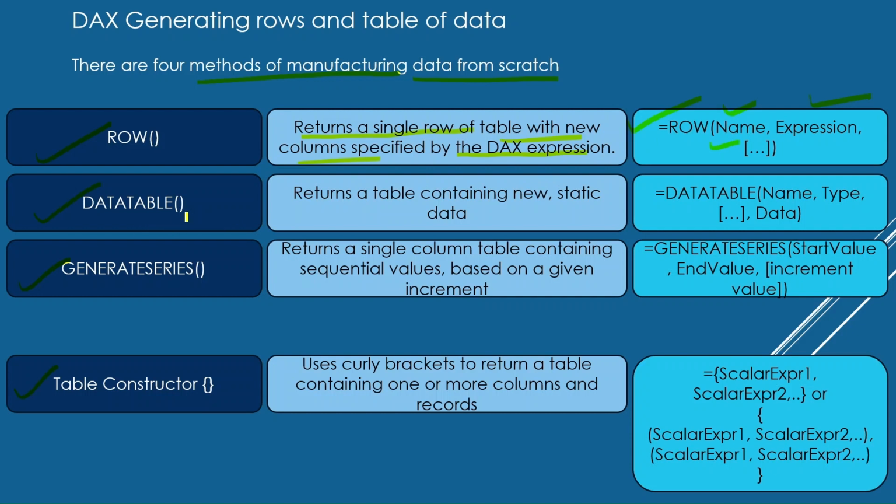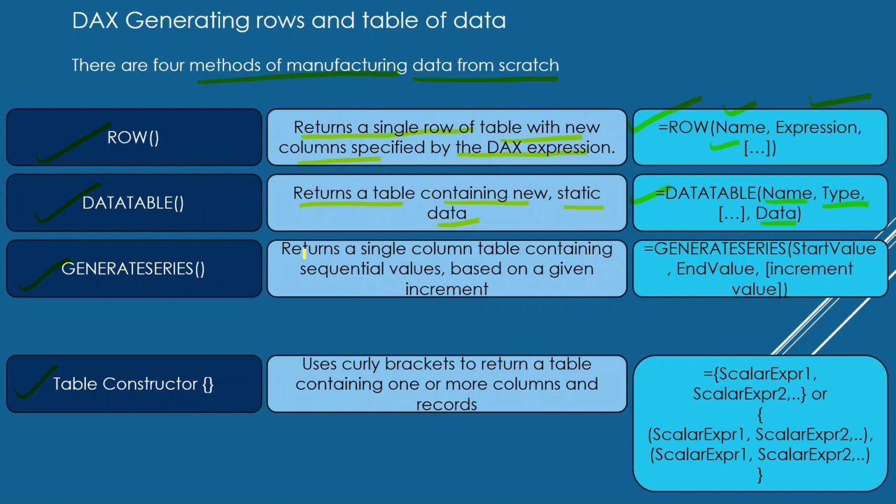Let's discuss DATATABLE. DATATABLE returns a table containing new static data. So whenever there is a requirement to create static data from scratch, then with the help of this DATATABLE we are able to do it. So this is the signature of DATATABLE. This is the name of the column, this is the data type, and this is the data. With the help of this we can create a static data table.